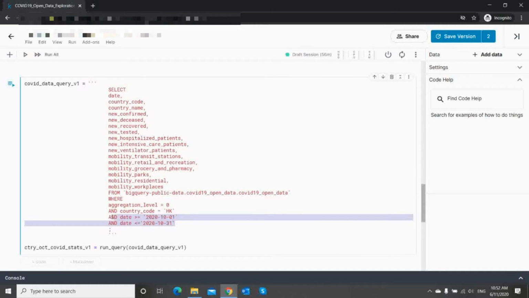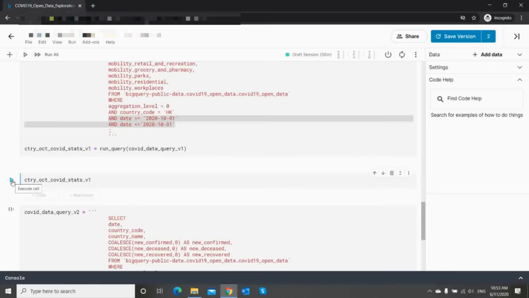Lastly, no surprises here, I have a date filter. I'm filtering the data for the month of October. Okay, let's run this cell. Alright, now we can look at the output. So I just type the data frame name into a cell and run it.